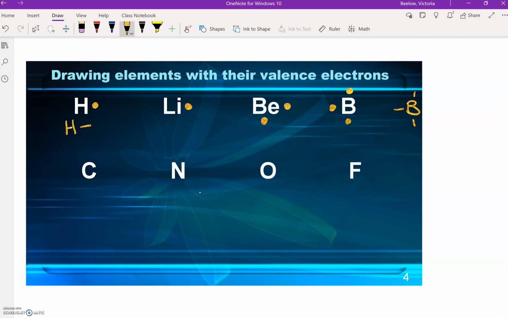Next, we have carbon. It is in group 14, so it would have 4 valence electrons. So again, I have to draw 1 on each side before I start pairing them up. And we'll see that with our next example here with the pairing up that I keep talking about. So this is how I would draw carbon.